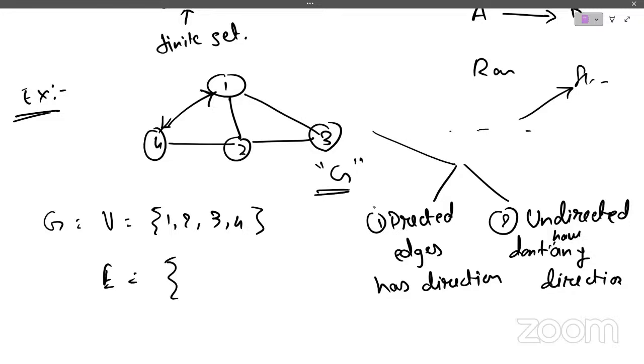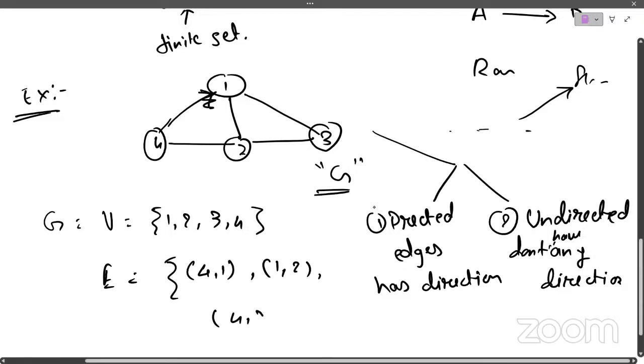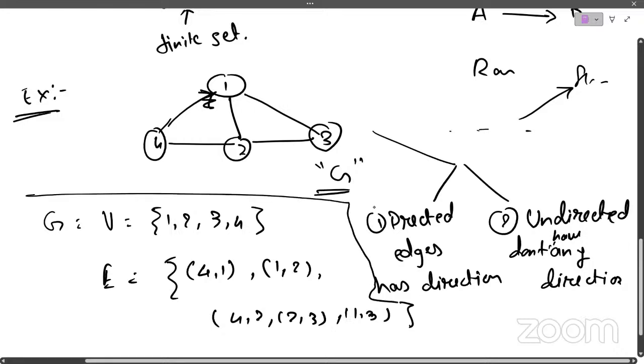So these are the main two distributions of graphs, directed graphs and undirected graphs. We'll try to work on both of the graphs in BFS and DFS also. So here the set of edges, suppose in this graph I am not assuming any direction. Then the set of edges is just the tuples 4, 1, 1, 2, and 4, 2, 2, 3, and 1, 3. So this is the mathematical representation of the graph G, and this is the visual representation of graph G. So in two ways we can describe a graph.